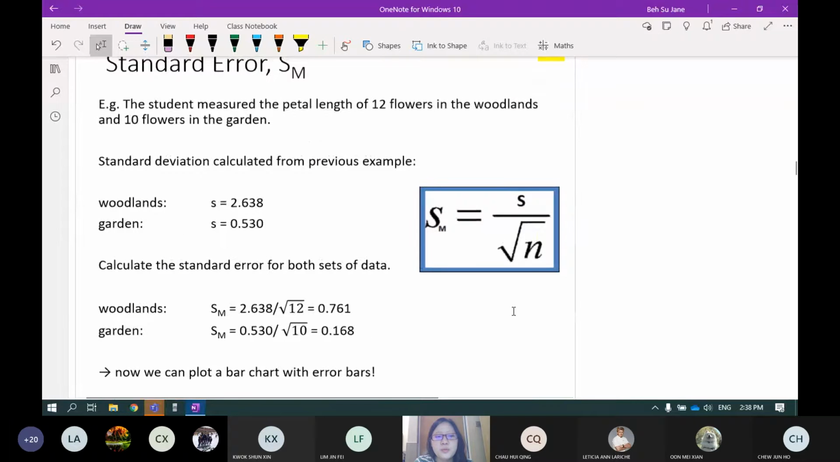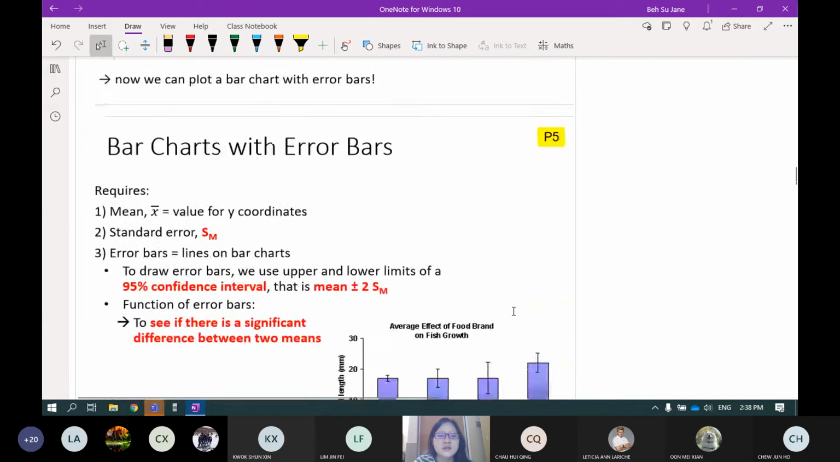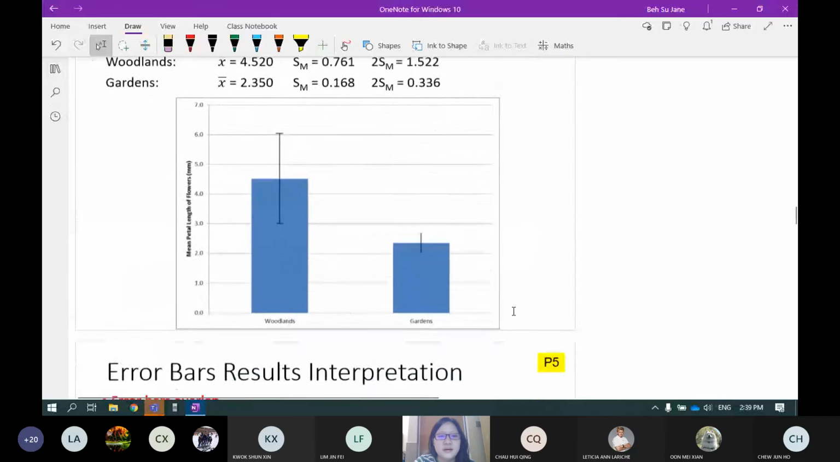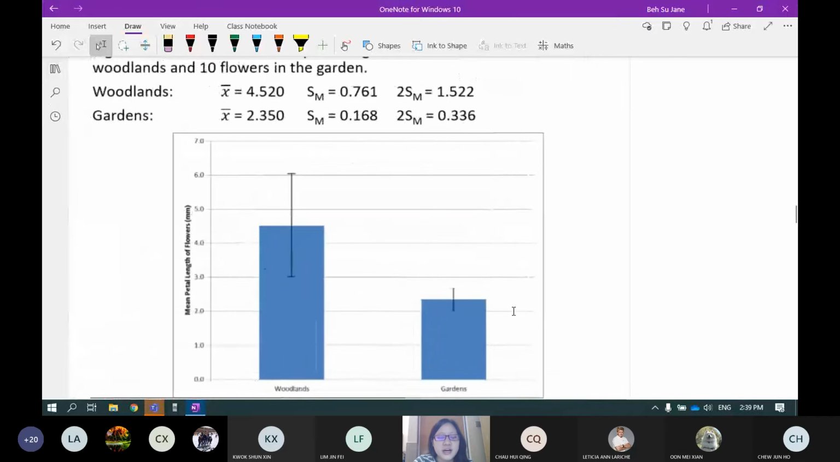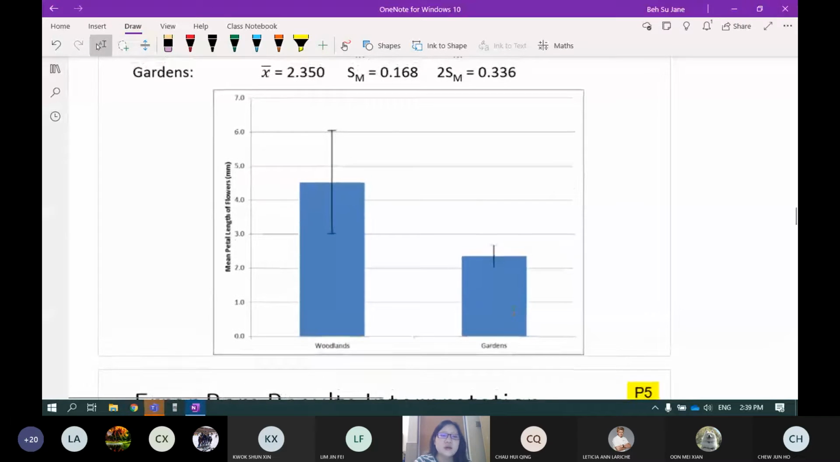Okay, now with this standard error, we can plot a bar chart with error bars. We need the standard error to plot a bar chart with error bars. Now I'm just going to skip ahead and talk about the bar chart first. So bar charts look something like this. Usually we don't show all the data, Woodland's number is 12, right? We don't show all 12 data or 10 pieces of data. We usually take the mean and show the mean, because this is more simplified, it looks nicer and cleaner, and it communicates the message better.